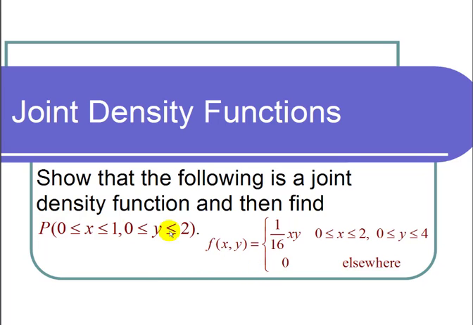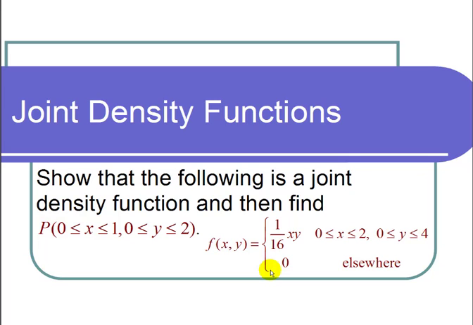Let's recall that a function is a joint density function if the function is always greater than or equal to 0 for all x and y, and if the double integral over the entire xy plane of the function is equal to 1. So first, this function is greater than or equal to 0 because it's 1/16 xy between 0 and 2 for x and 0 and 4 for y. So if x and y are both positive here, then so is 1/16 xy. And outside this area, the function is 0, which is also not negative.